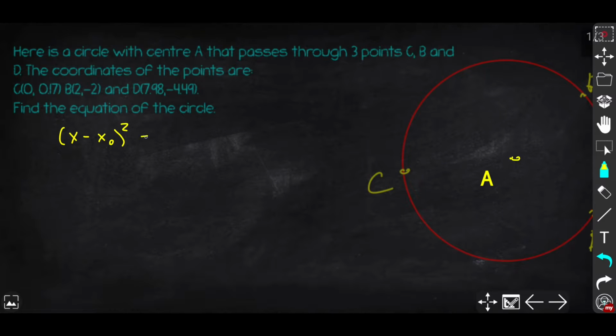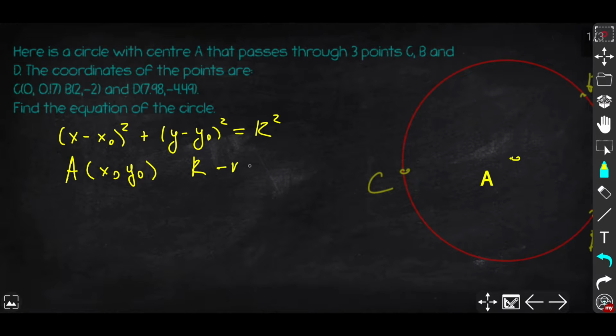How many parameters do we need to define in order to get this equation? We need to define three parameters. So three unknowns means that we need to have three equations, three equations that allow us to find those three parameters.